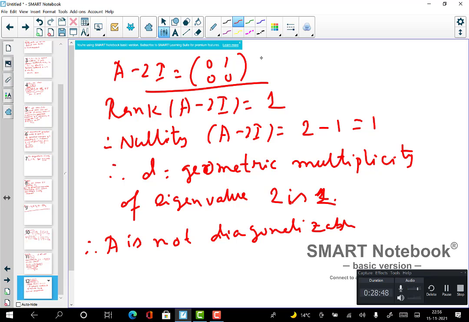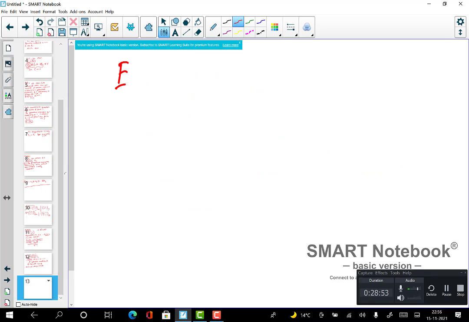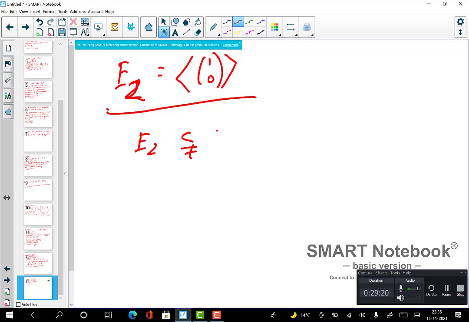Yes, so let me write that down. The eigenspace of 2 is generated by the vector 1 0. You can choose many vectors, you can say 2 0 and others, but they will span the same subspace, right? The eigenspace E2 is spanned by this 1 0. And obviously this E2 is a proper subspace of R2, right? R2 is generated by this vector and this vector.